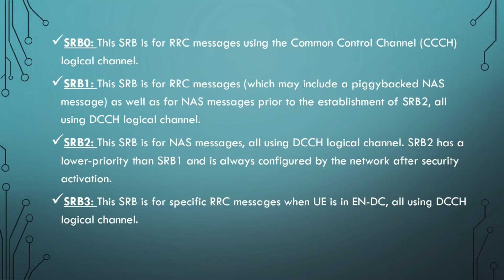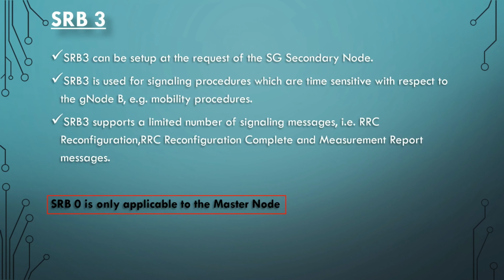Now the third, SRB3, which is basically for NR. This is for specific RRC messages, we can say, when the UE is in dual connectivity, and this also uses the DCCH logical channel. So now we'll discuss more on SRB3.